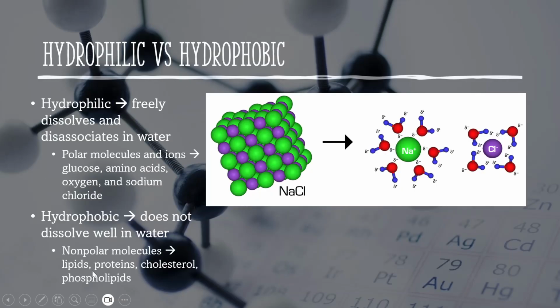So things that are nonpolar, a lot of proteins are nonpolar, but this is really dependent on the R group. Some of them can be polar R groups. R groups are what determine if it's going to be polar or nonpolar. Cholesterol, really important for it to be nonpolar, so it stays within the cell membrane, and phospholipids.